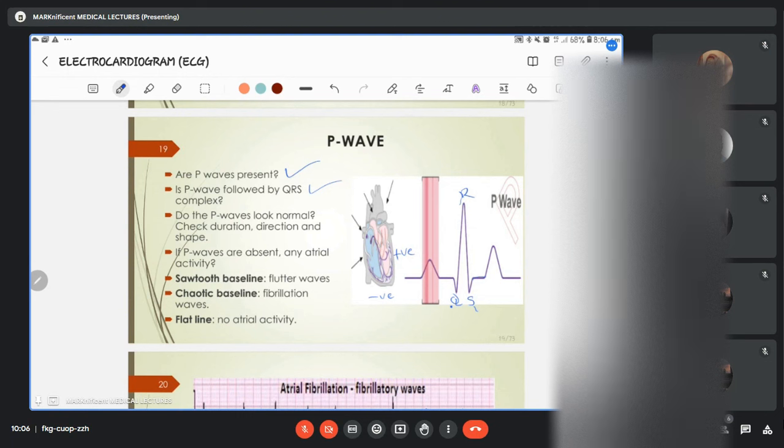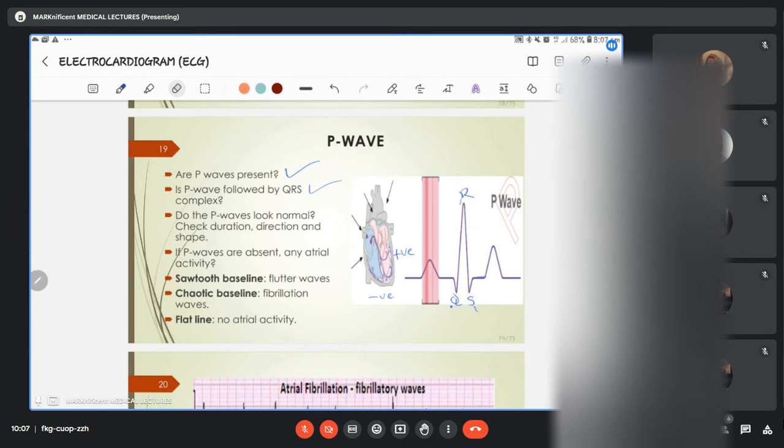So do the P waves look normal? Check the duration and direction. For the duration, you check the values, how many boxes. That's one of those things I mentioned earlier, but you don't need to cram the boxes. Once you see that it is abnormal compared to the other ones, it will be visible enough. However, the one that will be most pronounced is the direction. So this P wave is normal because it is on the positive side.